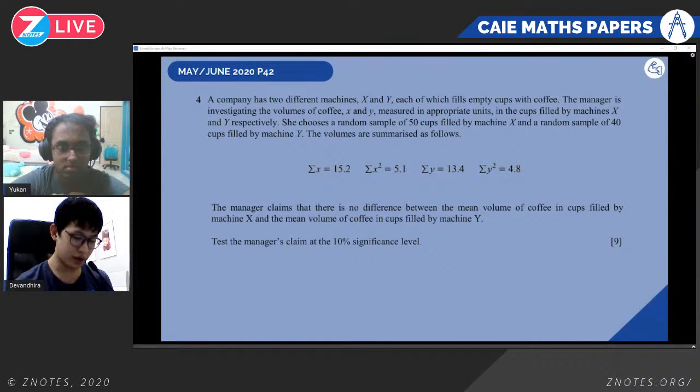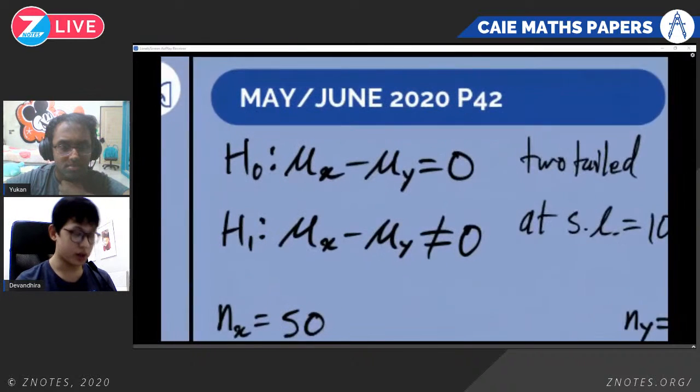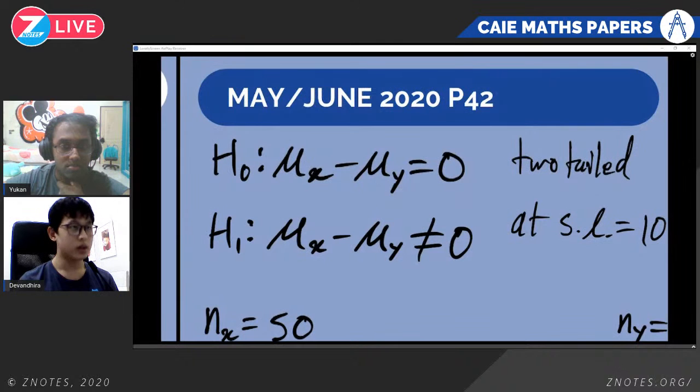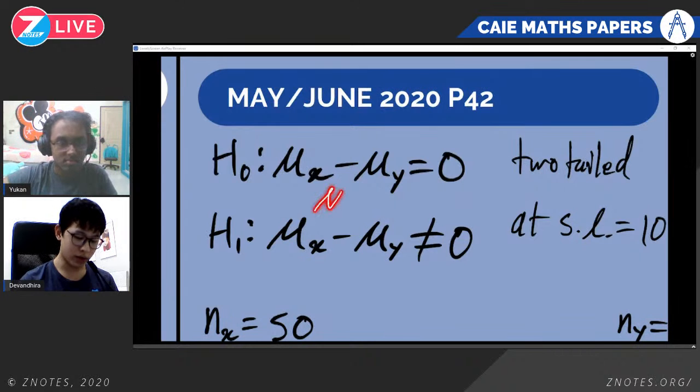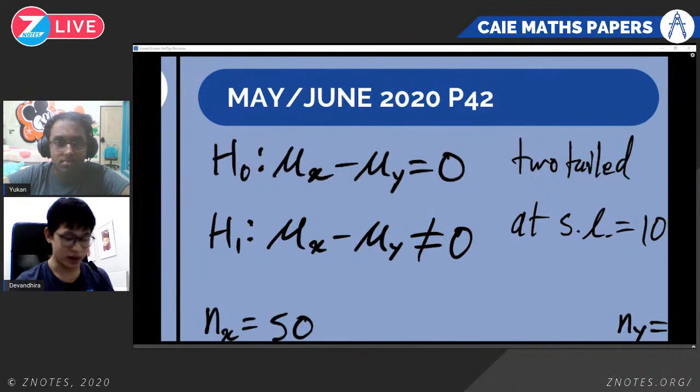Now the manager claims that there is no difference between the mean volume of coffee in cups filled by machine X and the mean volume of coffee in cups filled by machine Y. So we have to test the manager's claim at the 10% significance level. But first, don't forget to write our hypotheses. Our null hypothesis is that the means of X and Y are equal. I can also write this as mean of X minus mean of Y equals 0 if they are equal, correct? If they're not equal, then it's not equal to 0. So that's your null and alternative.